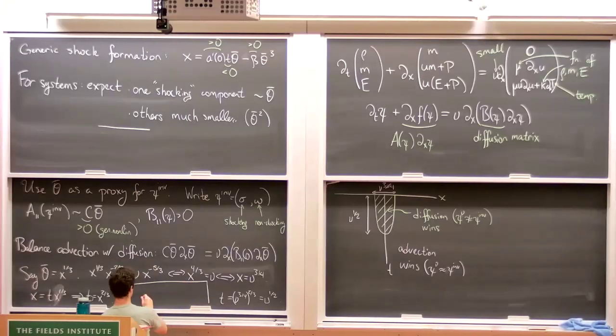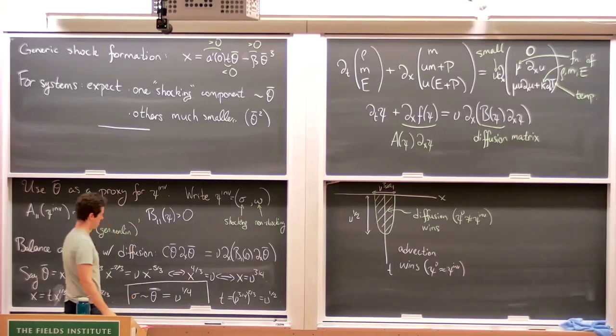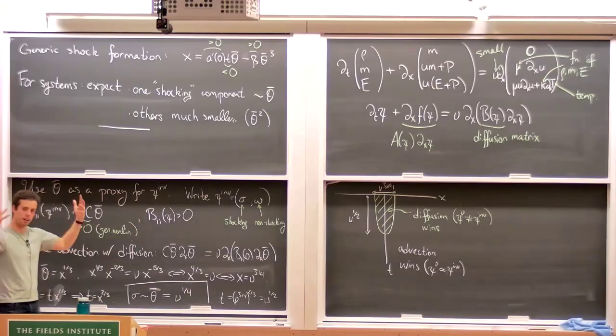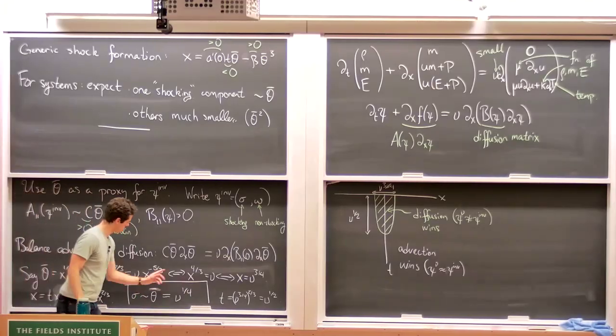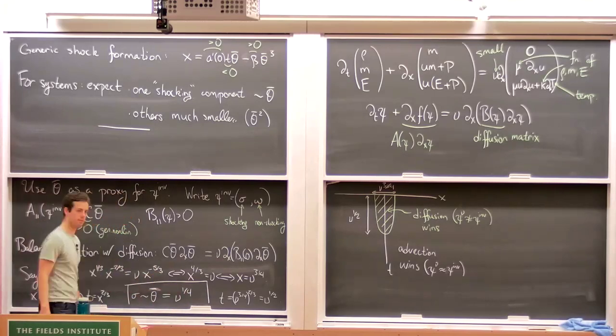So throughout here, we should think that sigma, which is similar to theta bar, should be of order nu to the 1/4 in this region. So that's just the scale of our shocking component in this region. The non-shocking component will be something like the square of this, at least, so much smaller.